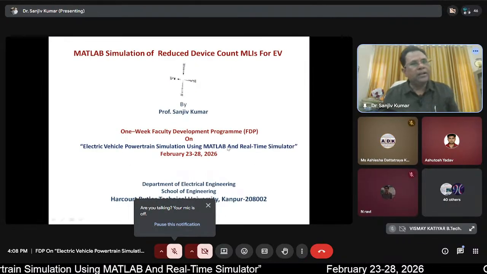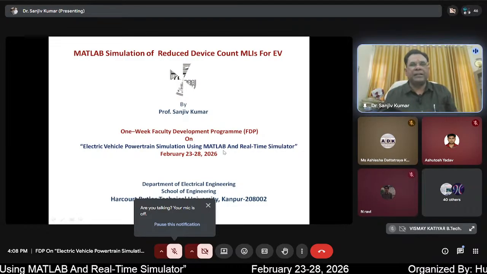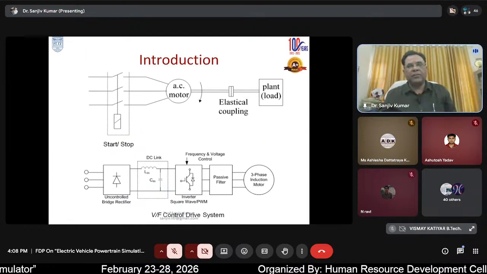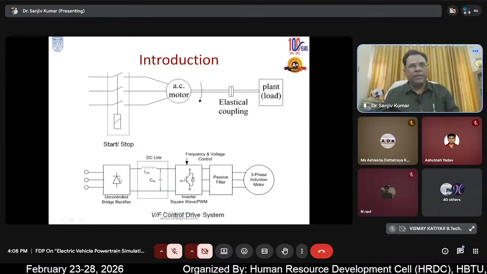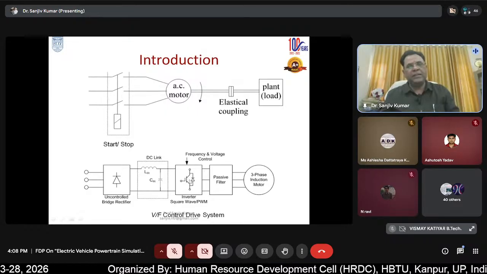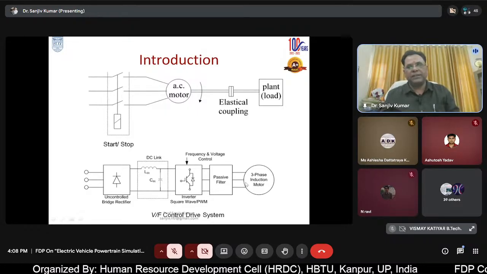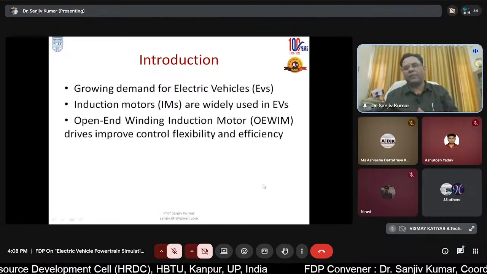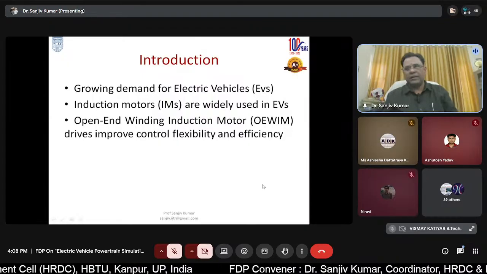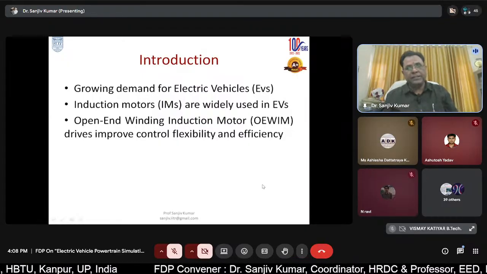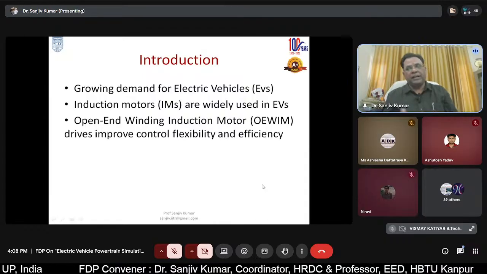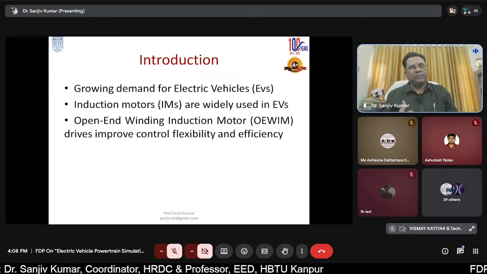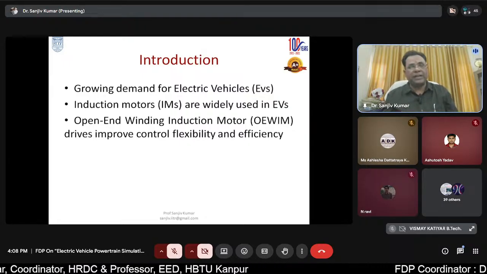Yes. Okay. As I said, the topic is MATLAB simulation of reduced device count multi-level inverters for EV, and the configuration is like this. We have an uncontrolled rectifier, then DC link, after that inverter, and it is feeding the induction motor. As a two-level inverter suffers from various problems like high dV/dt, switching losses, and common mode voltage, to overcome this we use an open end winding induction motor.